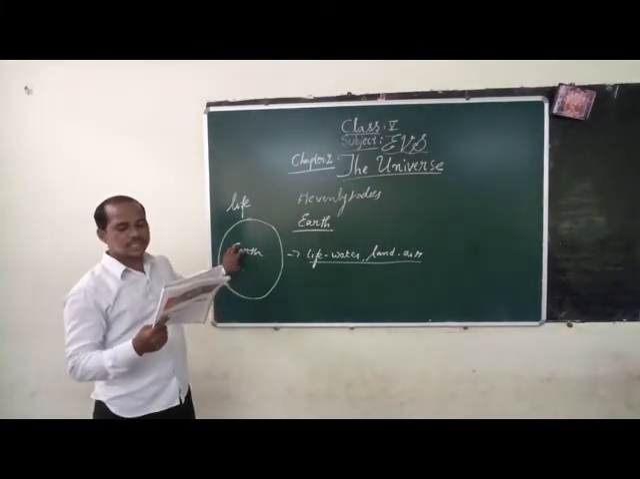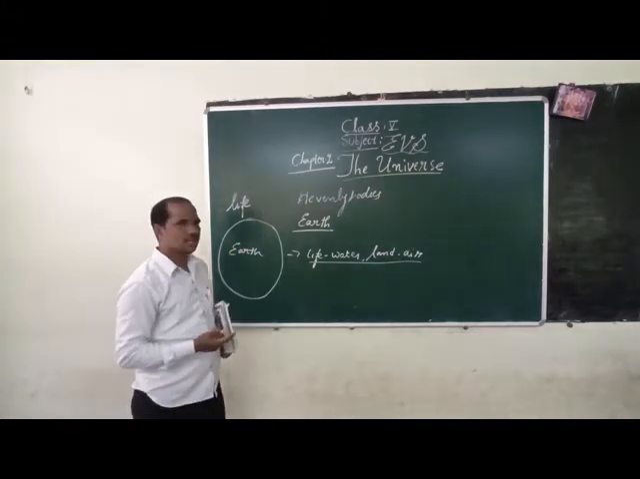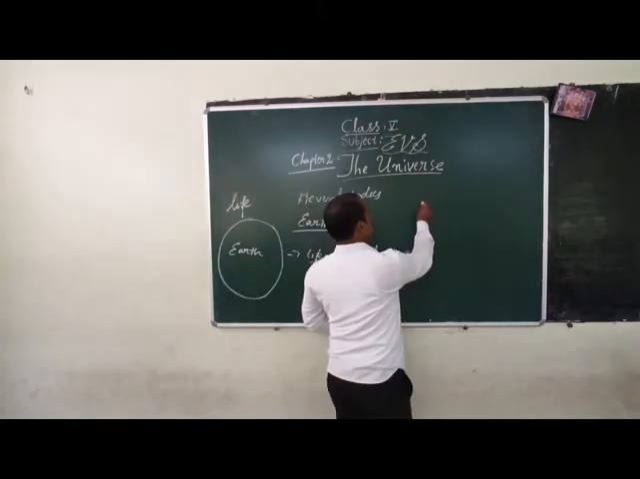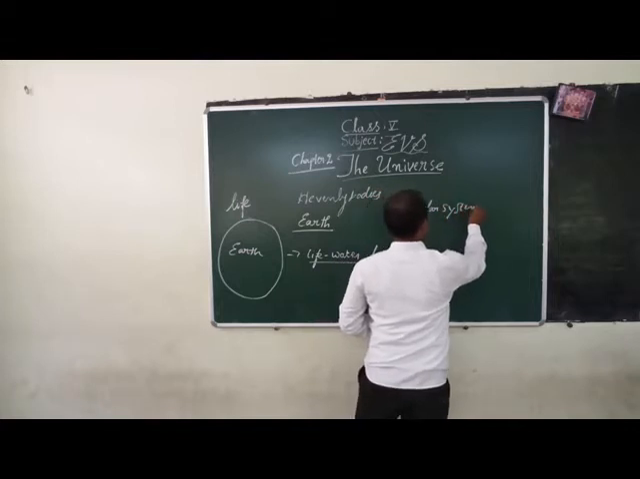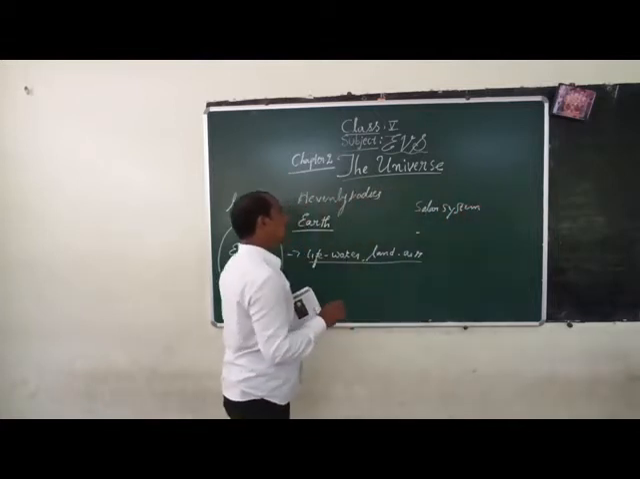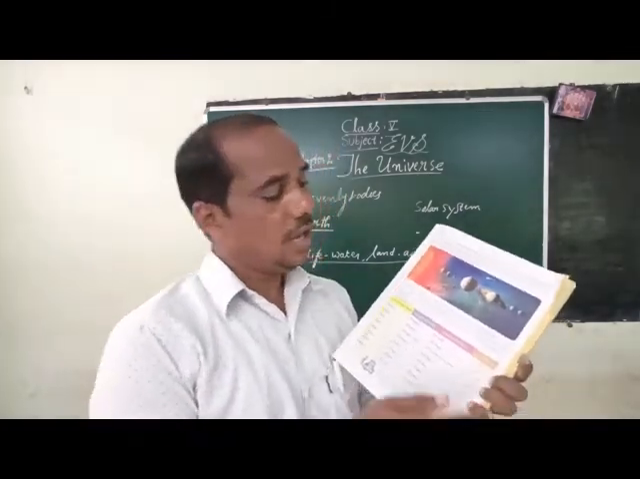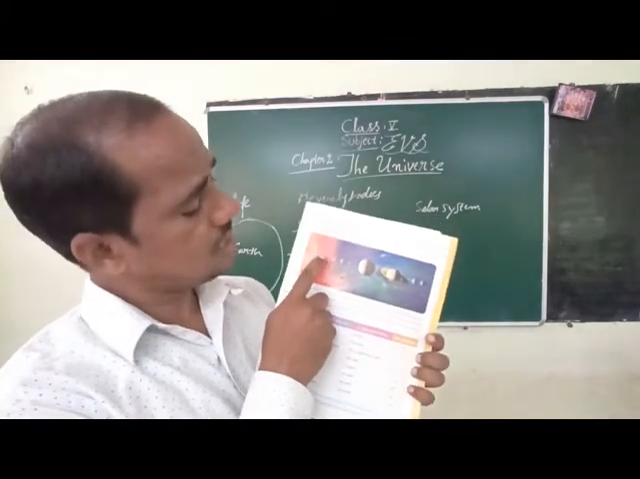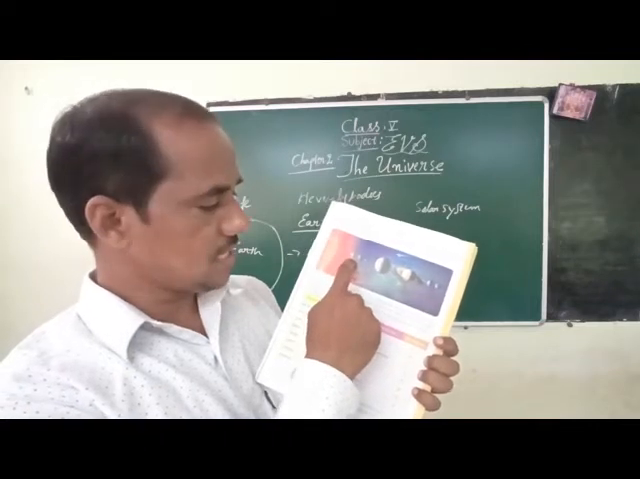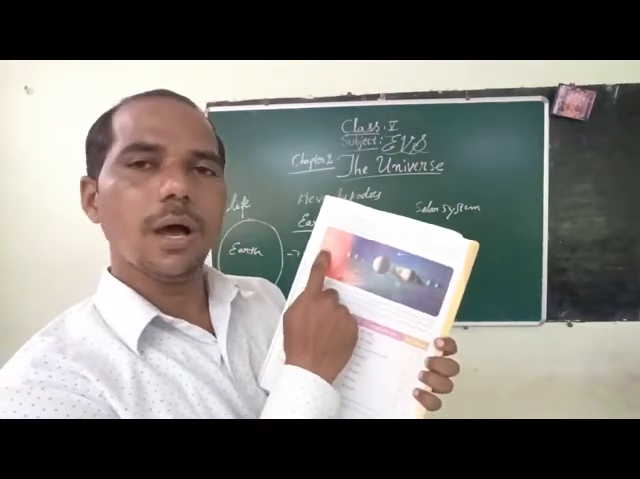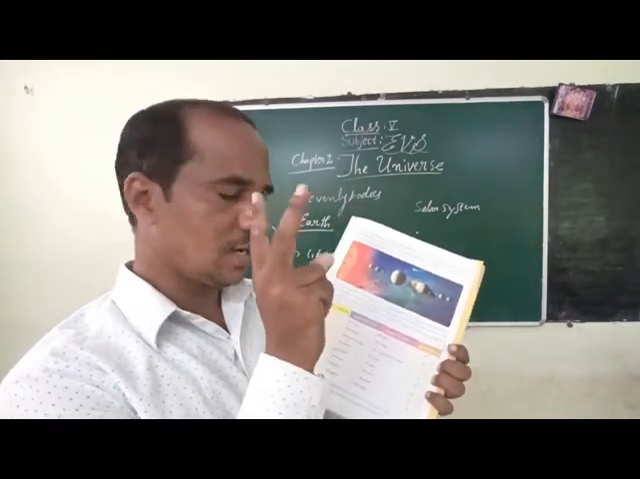Then the earth is the third planet from the sun. If you see the solar system, from the sun, the earth is the third planet. I will show you a picture. See, from the sun, the first one is Mercury, the second one is Venus, the third one is Earth. Understood? Our planet is the third planet.